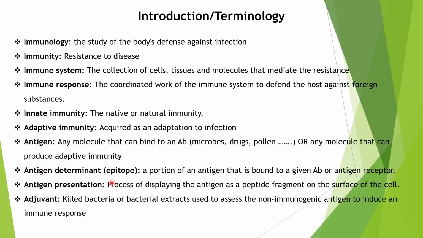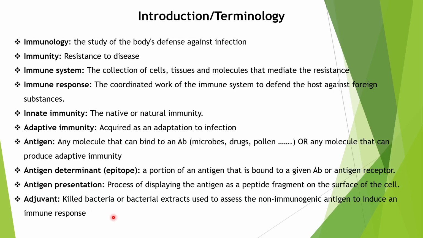Then antigen determinant. An antigen will possess an antigen determinant, also called an epitope. An epitope is a portion of the antigen that is bound by a given antibody or antigen receptor. Your antigen is a molecule that binds to an antibody, but the entire molecule does not bind. A portion of that antigen binds to the antibody. So the entire molecule is called the antigen, and the particular portion which binds to the antibody is called the epitope of that antigen, or the antigen determinant. This part is required for the antigen to bind to the antibody.